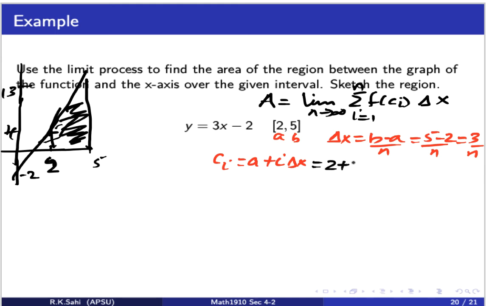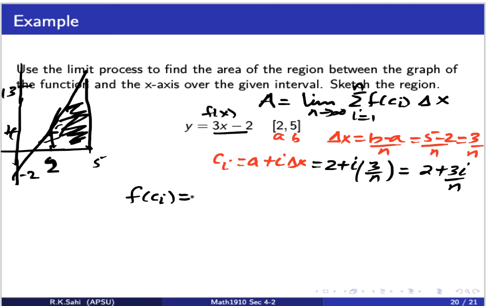It's 2 plus i delta x, which is 3 over n. So what is c of i? It's 2 plus 3i over n. And then the last thing, because you're looking for f of ci. What's this? This is my function f of x, guys, keep in mind. So it's 3 times ci minus 2. Plug in the value for ci, it's 3 times 2 plus 3i over n minus 2.